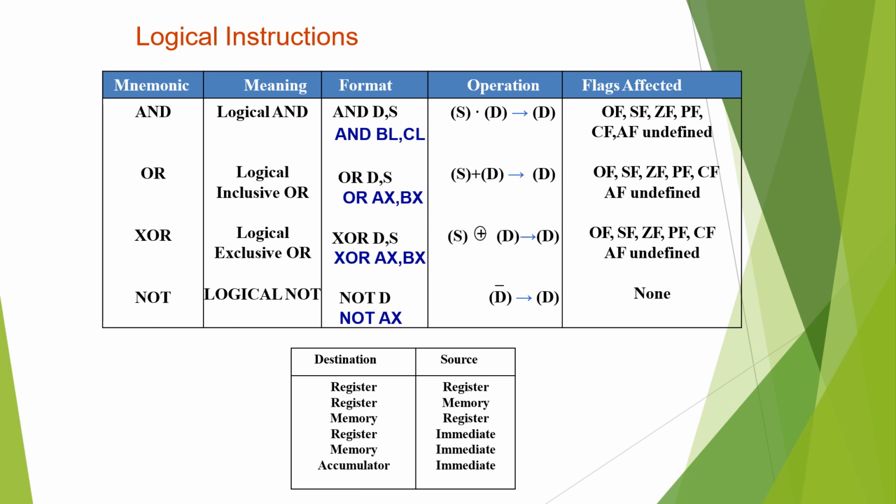So the format for the AND operation is AND destination comma source. The content of the destination register or location is ANDed with the source content, and it is stored in the destination register. Almost all the conditional flags are affected after executing this instruction. The example is AND BL comma CL. Here BL and CL are registers holding some data. The contents of BL and CL are logically ANDed and the result is stored in the BL register.